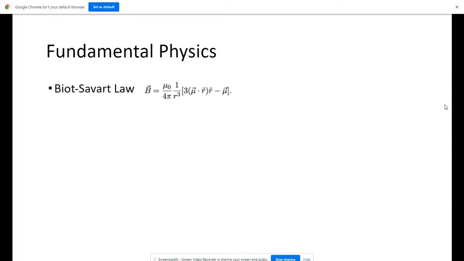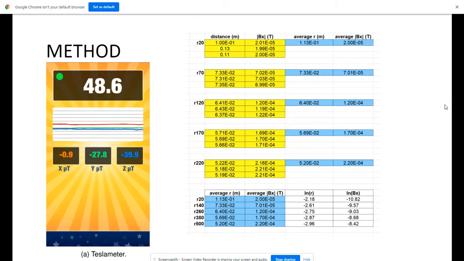According to the Biot-Savart law, the magnetic field should follow the formula below. The formula states the magnetic field is inversely proportional to the distance cubed. As a result, we can use this relationship to predict the magnitude of the magnetic field. This was accomplished by using software on my phone called Teslameter, which is a magnetometer app, to measure the magnetic field due to the permanent dipole magnet.